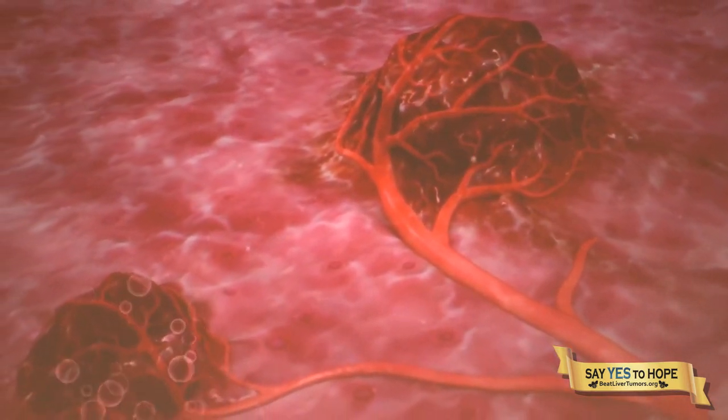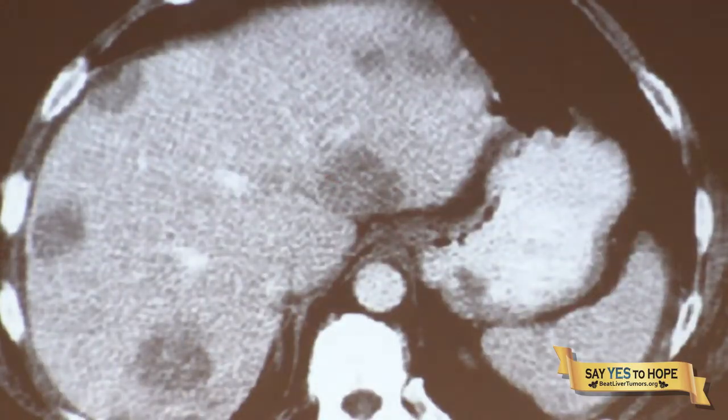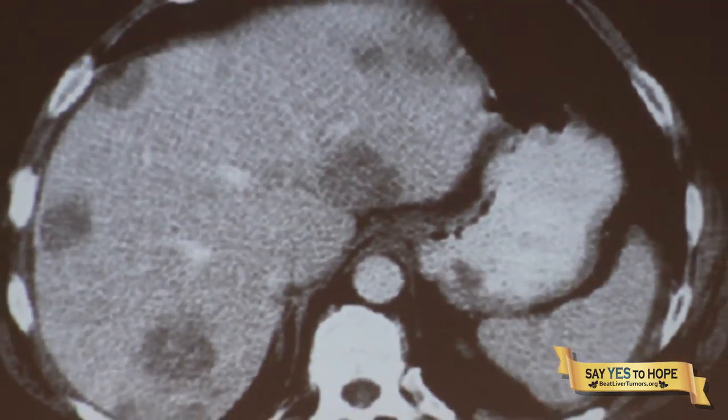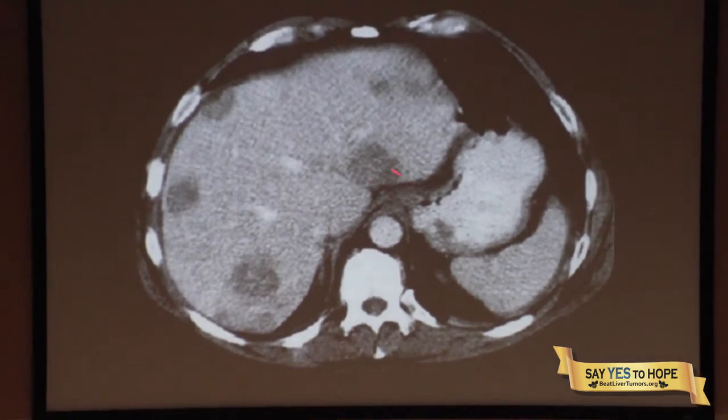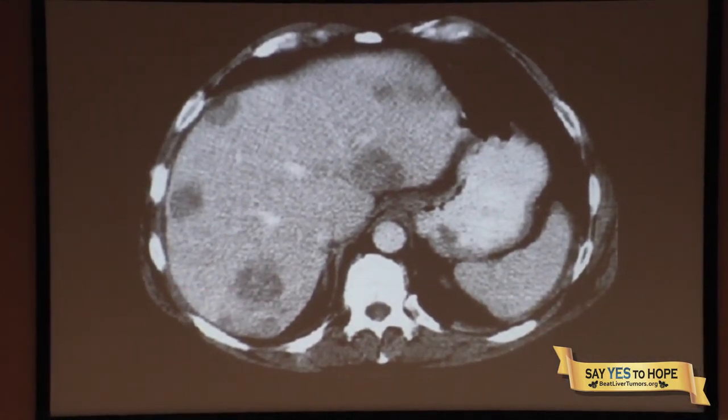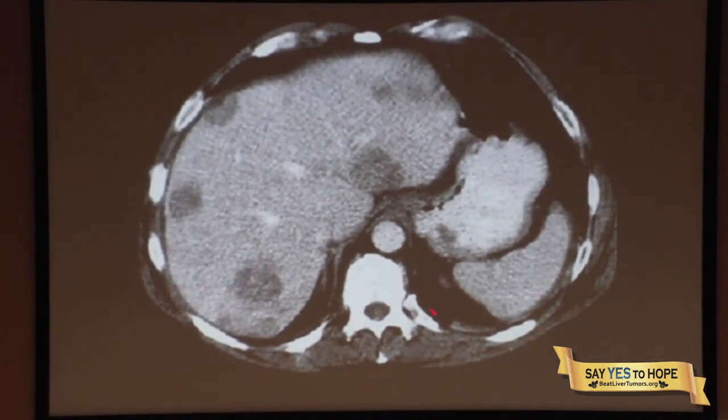I'll just keep on going here. Let me just show you a case that we did here. Here's a patient. Obviously, you can see very clearly multiple liver spots all over the liver. Again, this is the stomach, this is the spleen, but you can see the liver is sort of filled with these lesions. Here, if you're lighting up, you see what the portal vein looks like here.